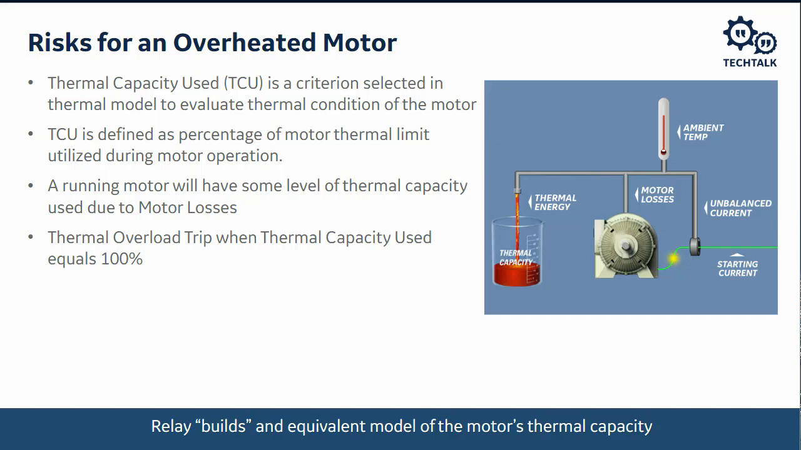And so when you exceed 100% of the thermal capacity used of the motor, you can imagine the red lava-like fluid would exceed the capacity of the beaker that it's flowing into in this picture. And in that case, that's when you would have a trip. So the relay, the protective relay, models the thermal capacity based on a lot of different things. So it will model that based on the current.